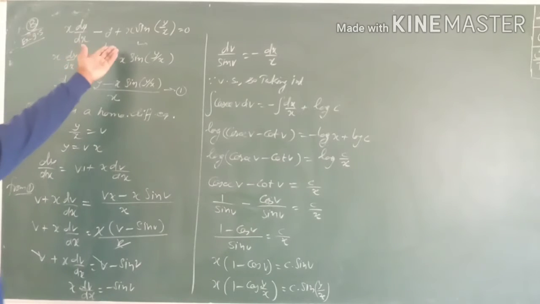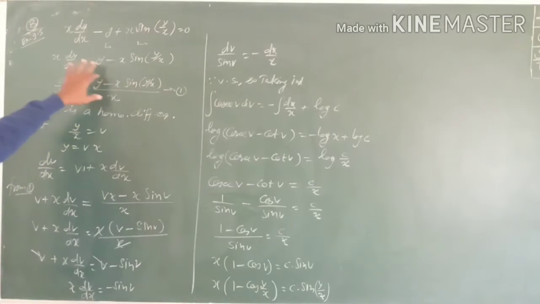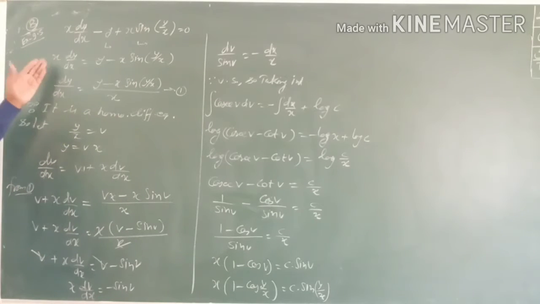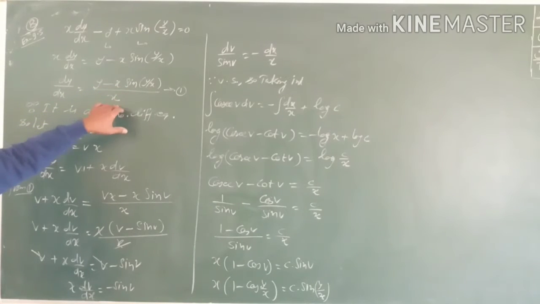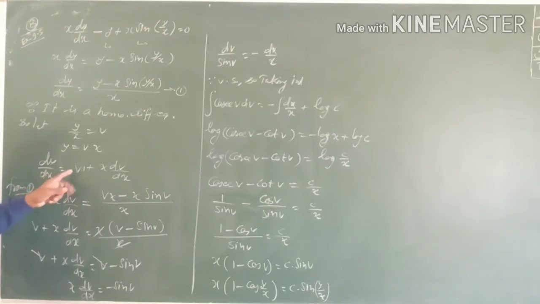Transfer these two terms to the right side, so y will be positive and this term will be negative. After that, x transfers to the right side, so dy/dx equals (y minus x sin(y/x)) divided by x; call this equation number 1. Since it is a homogeneous differential equation, let y/x = v or y = vx, and when we differentiate with respect to x, we get dy/dx = v plus x dv/dx.